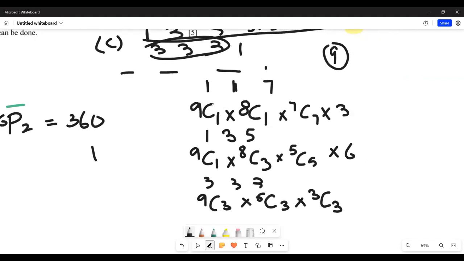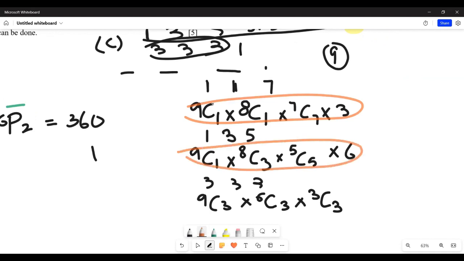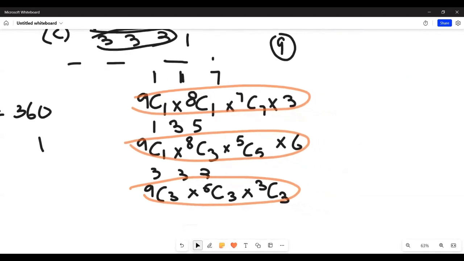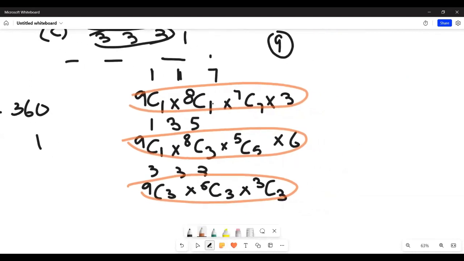So you find what this is. You find what this is. And you find what this is. And you add them. And that would be the answer, which according to the end of the worksheet is 4920. This should sum up to 4920.